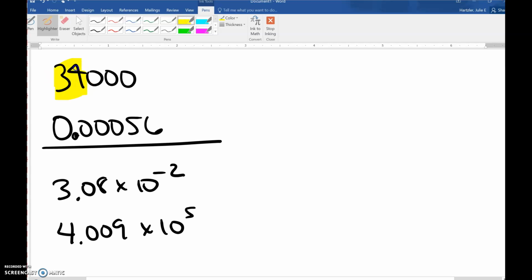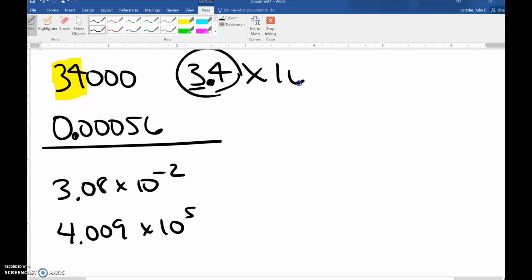Okay, so I'm going to take my significant digits here, which is 34, and I'm always going to put my decimal after the first place so that this number's between 1 and 9 point something times 10. I can't just change the number because I feel like it. I have to do something that's mathematically equal.